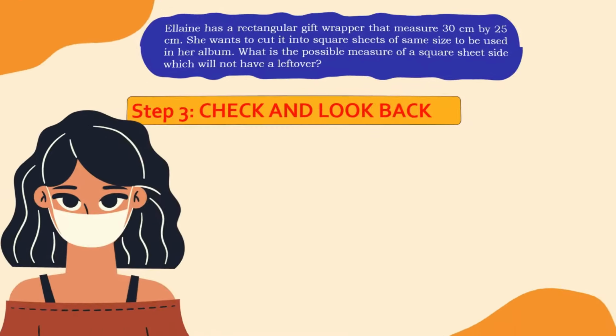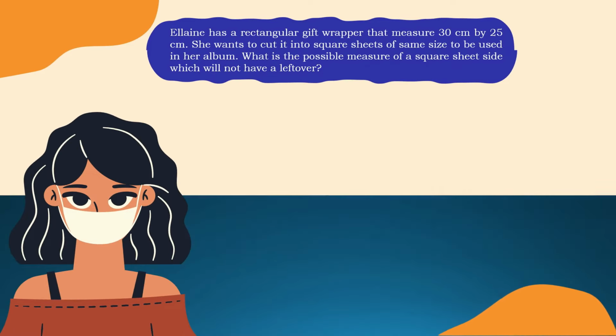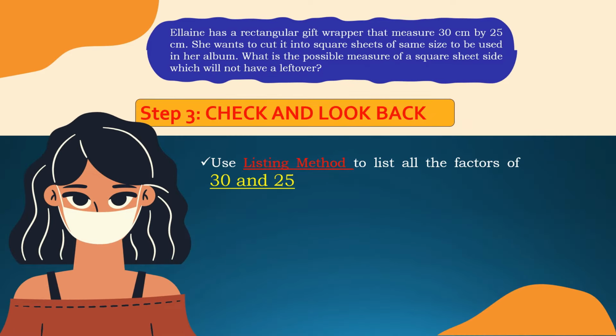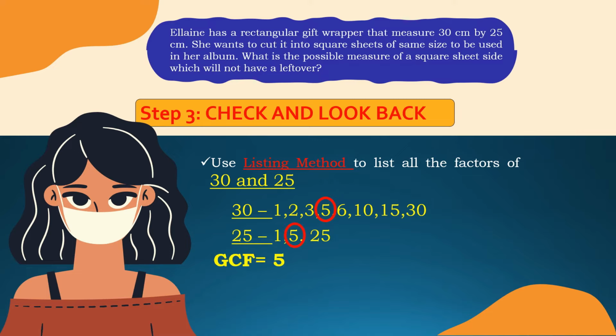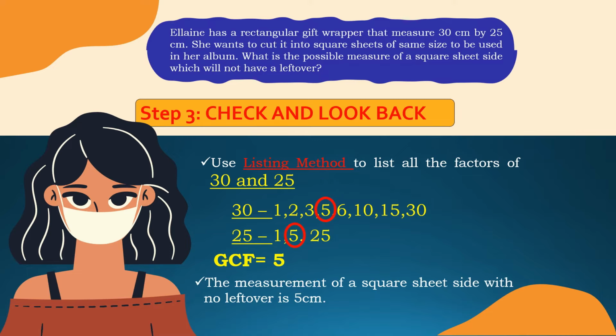Step 4, check and look back. So we will use the listing method to list all the factors of 30 and 25 and to check if 5 is the correct answer. The greatest common factor is 5. So we need to write our answer in complete sentence. We could say the measurement of a square sheet side with no leftover is 5 centimeter.